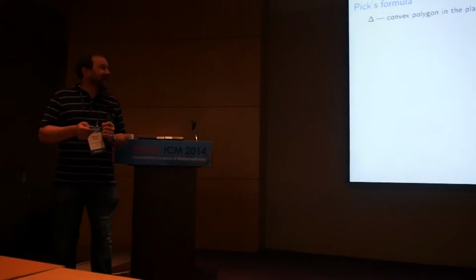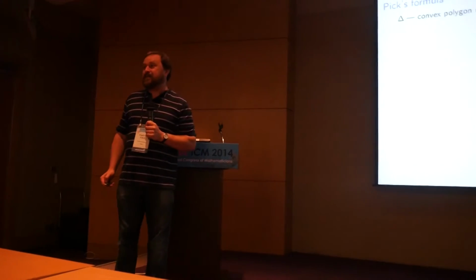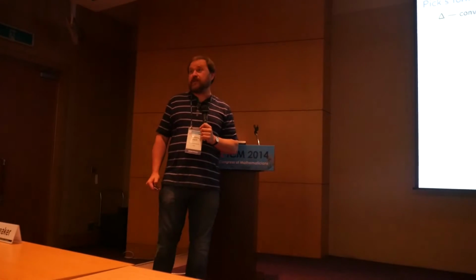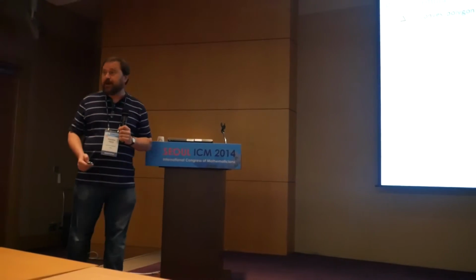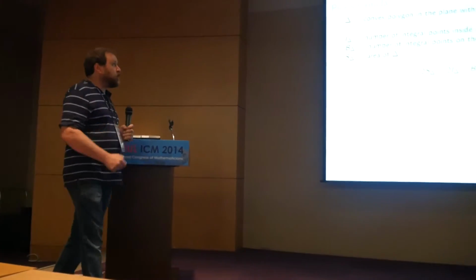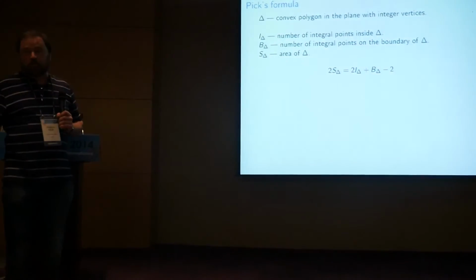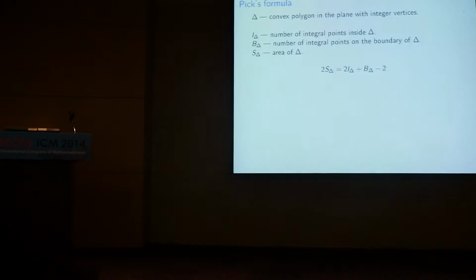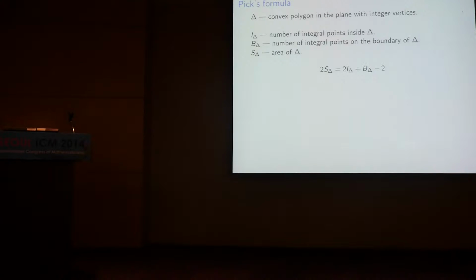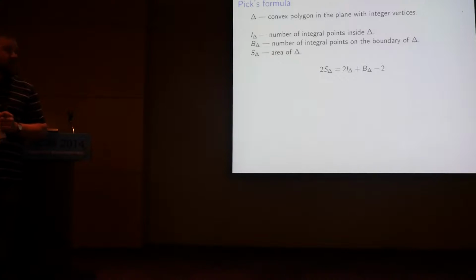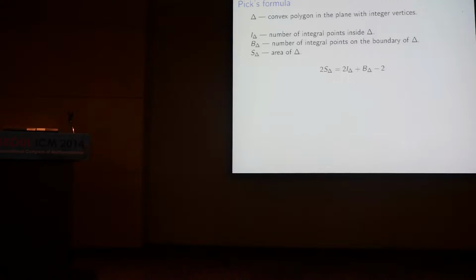So Pick's formula is a formula which relates the area of a polygon on a plane with integral vertices with the number of integral points inside and on the boundary of it. So let delta be a convex polygon on the plane, and I is the number of integral vertices inside the polygon, B is the number of integral vertices on the boundary, and S is the area. And they are related by the relation: twice the area is twice the number of points inside plus the number of points on the boundary minus 2.